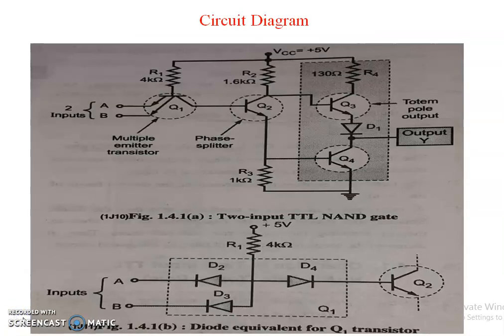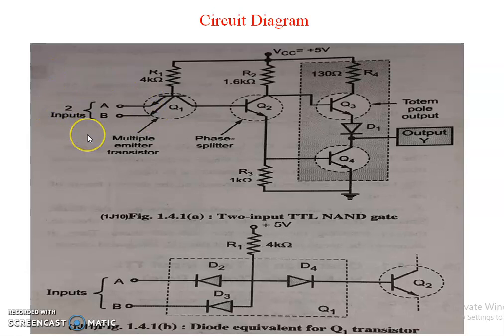Now we discuss structure diagram of two input TTL NAND gate. It is divided into three stages. First stage is input stage, second stage is phase splitter stage, and third stage is output stage. Now first we discuss input stage.